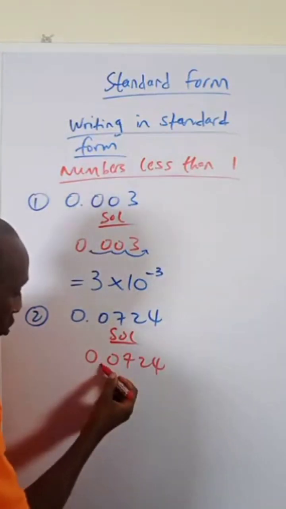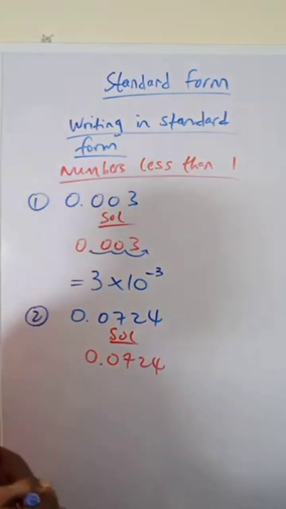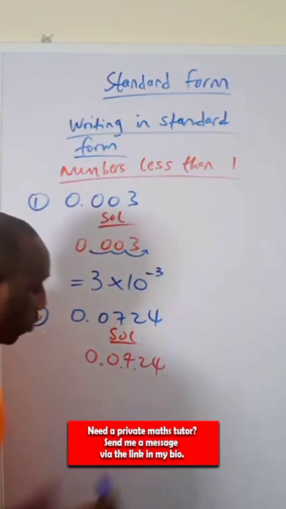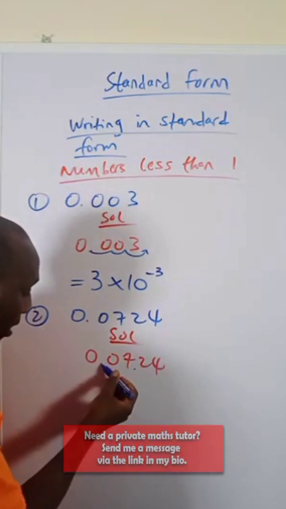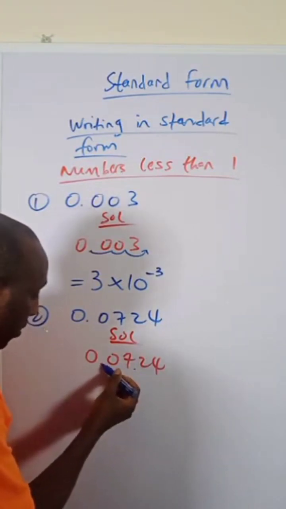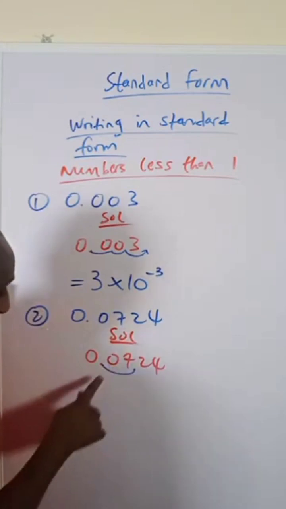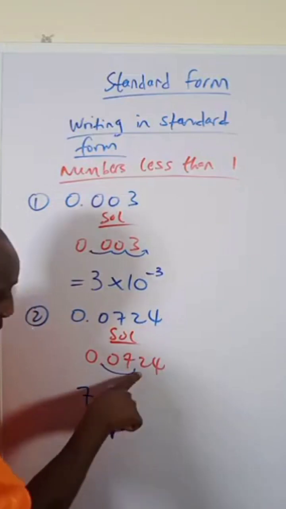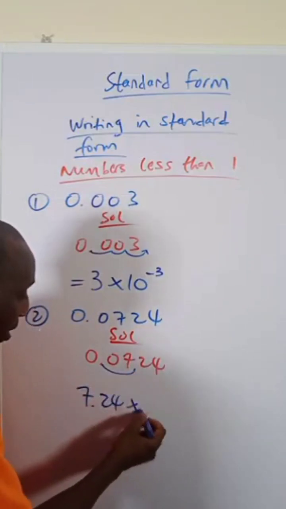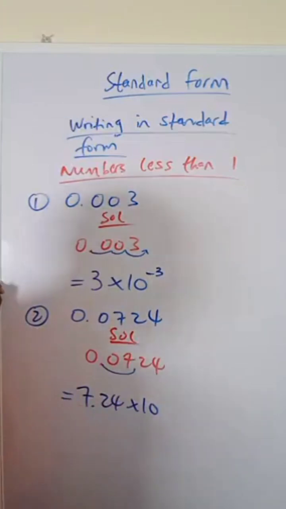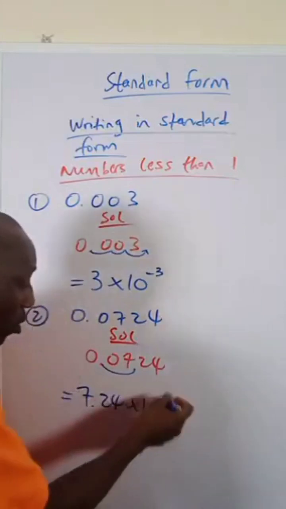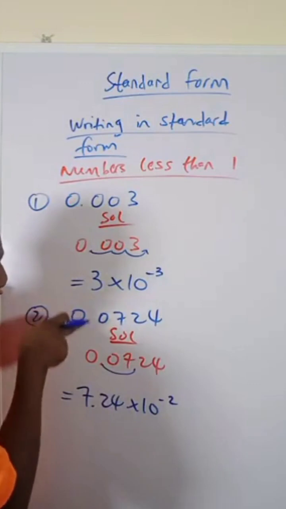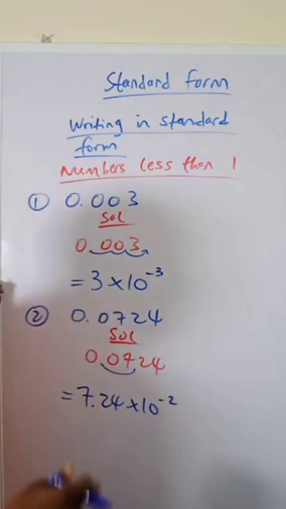So I'm going to shift it from here. You know what? I want to do this without doing those scribbles. So from here, 1, 2. So we are essentially bringing it here. We have 2 movements, 1 and 2. So we are going to have 7 point 24 times 10 raised to the power of the number of movements that we had, how many? 2. So negative 2. If you put plus 2, it's already wrong. It has to be negative. Why? It is less than 1.